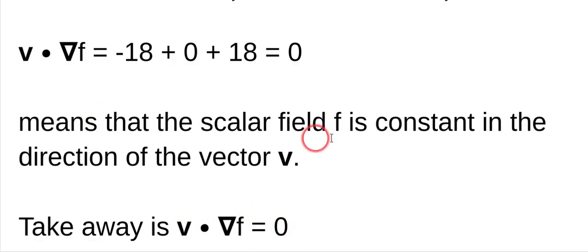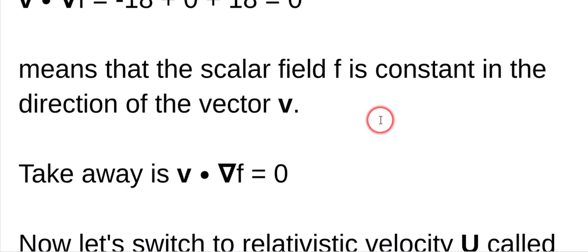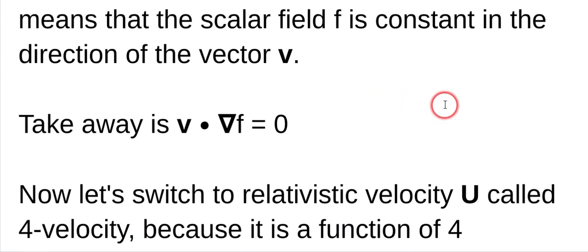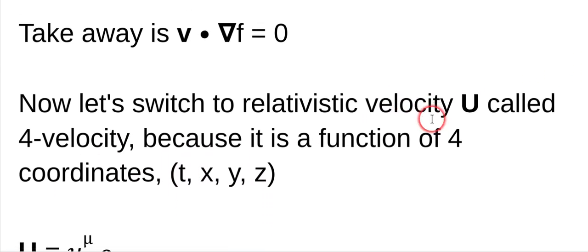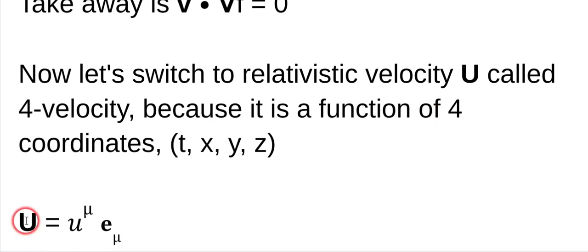Now let's switch to relativistic velocity, which is called u, and it's called the 4-velocity because it's a function of 4 coordinates, time and 3 spatial components. That's spacetime. And we can write that using the summation notation as its components and basis vectors.